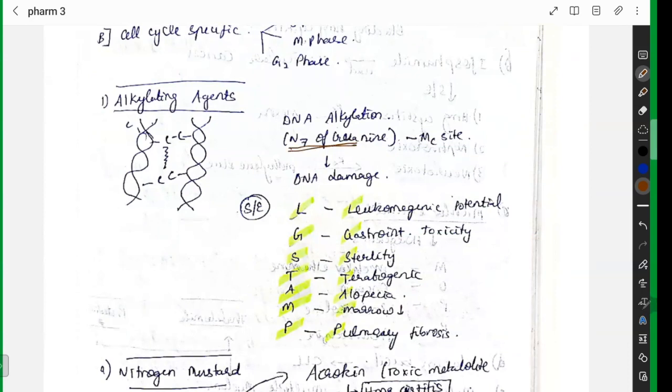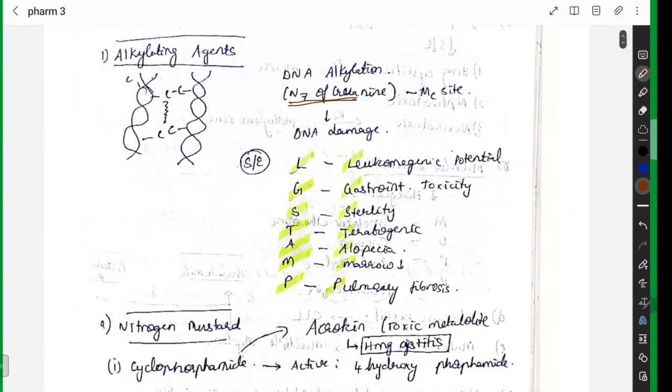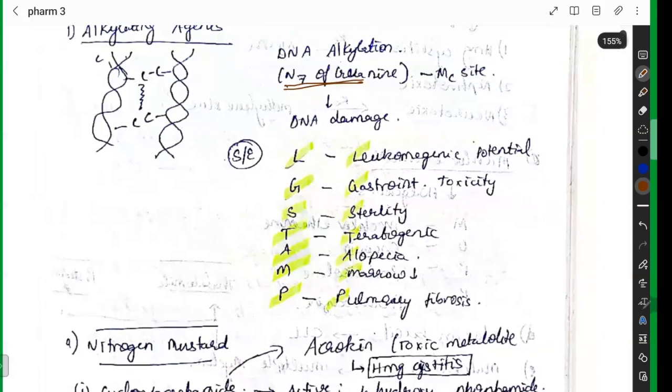At the N7 site of DNA, the nitrogen in the seventh place, what it does is cause inactivation of the N7. Because of inactivation of N7, there is going to be DNA damage. That's all, very easy, I'm telling.